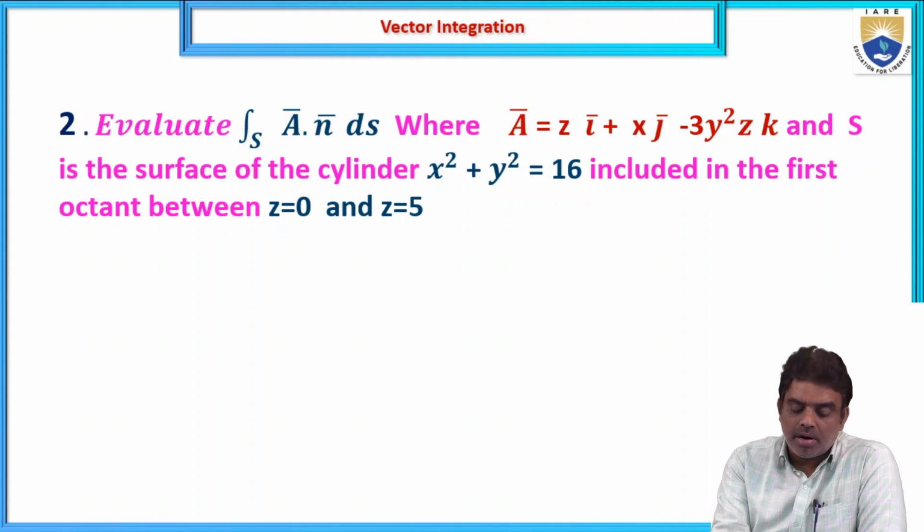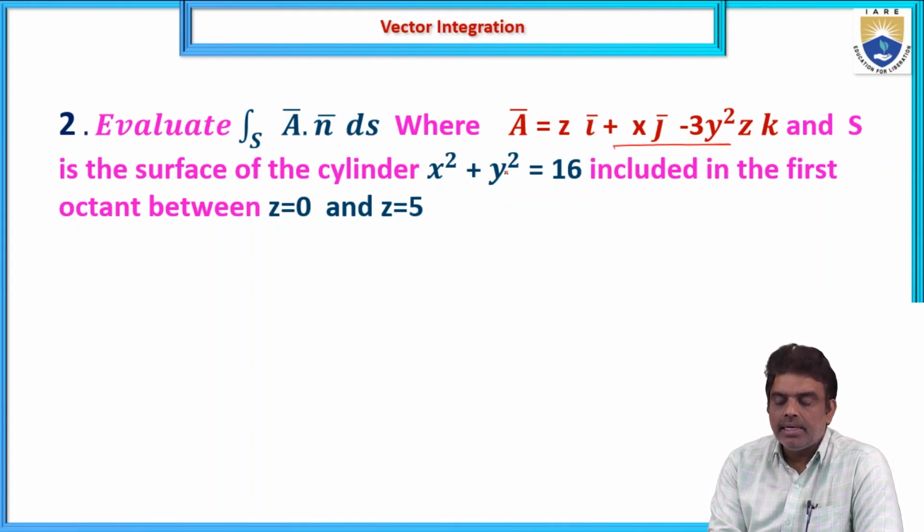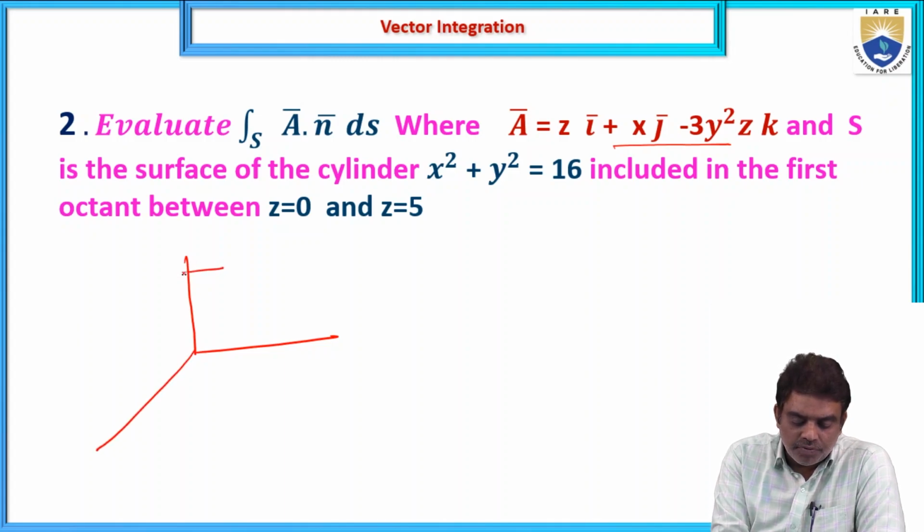Evaluate the integral of a bar dot n cap into dS, where a bar is equal to this one, and S is the surface of the cylinder x square plus y square is equal to 16, included in the first octant between z is equal to 0 and z is equal to 5. So I will give the picturization of this curve.